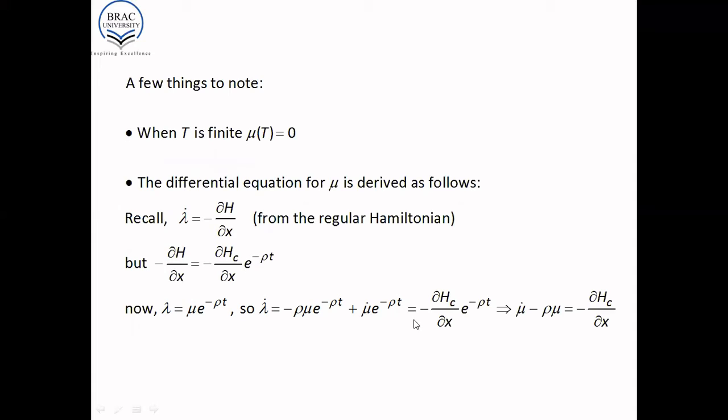And we can substitute, since lambda dot is minus del h by del x, and minus del h by del x is equal to minus del hc by del x e to the power minus rho t, this expression for lambda dot, which is equal to minus del hc by del x times e to the power minus rho t. So mu dot minus rho mu is equal to minus del hc by del x, when you cancel out e to the power minus rho t on the left-hand side and the right-hand side. Then you get this final expression, which is the differential equation governing the new co-state variable.